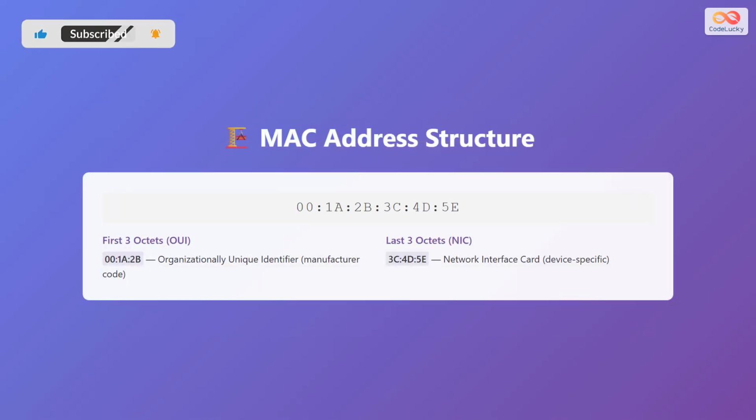A MAC address is divided into 2 main parts. The first 3 pairs of digits, called the OUI or Organizationally Unique Identifier, represent the manufacturer code. This tells you which company made the network device. The last 3 pairs, called the NIC or Network Interface Card section, are unique to each specific device. This ensures that even devices from the same manufacturer have different MAC addresses.